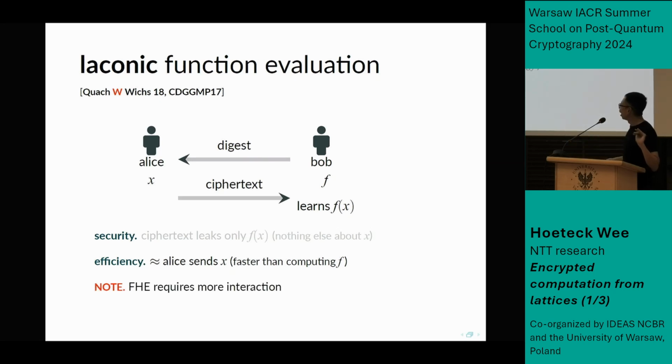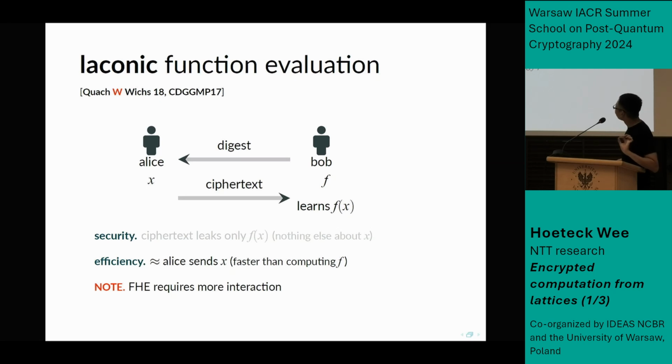FHE actually solves this problem, but you will need three messages. Alice will send an encryption of X to Bob. Bob will homomorphically evaluate F to produce an encryption of F of X, and then Alice will decrypt and send F of X back. That gives a protocol that satisfies the security and efficiency requirements, but it has three messages. Here we really want a two-message protocol. Bob talks, Alice talks, that's it.